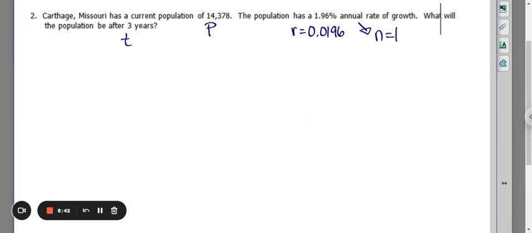We're dealing with growth. So the first thing I'm going to do is write the formula so I can more easily see where all the pieces are going.